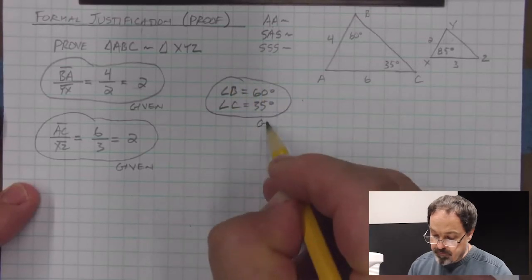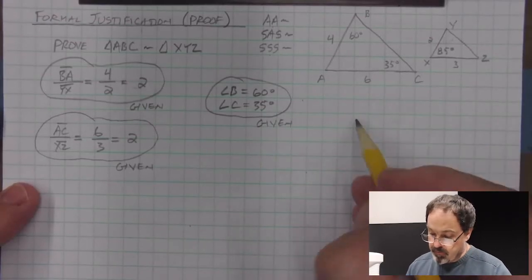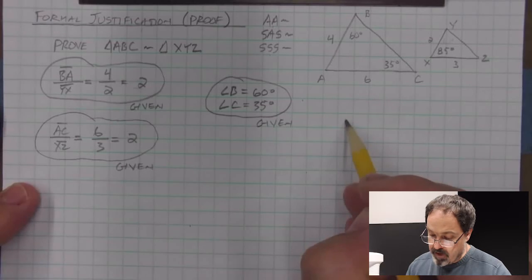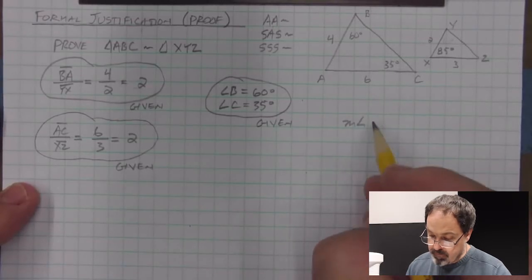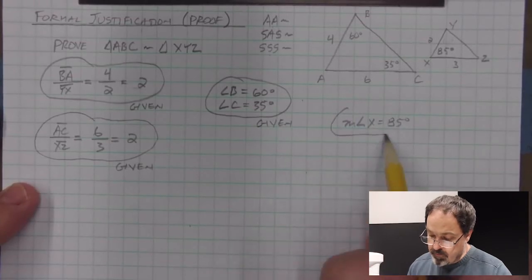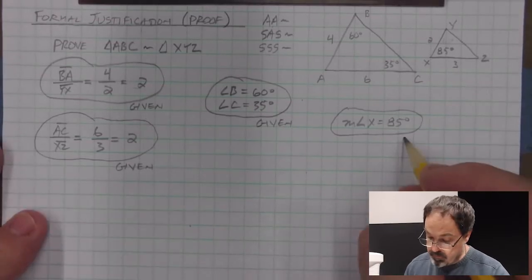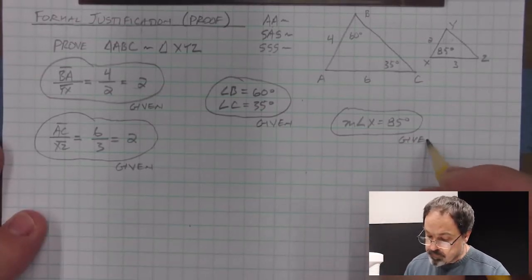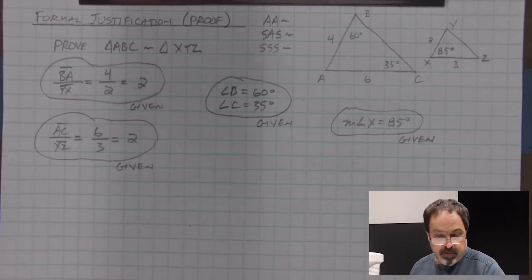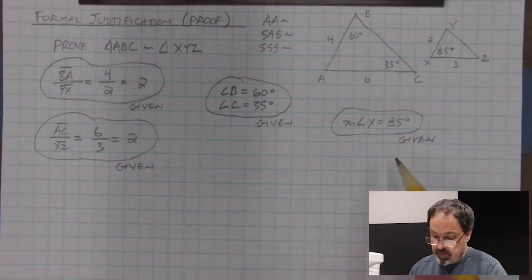That information is given. And I'm going to have a separate fact bubble for the measure of angle X. Because it's in a different triangle, I'm going to separate that similar given information. I don't have anything that's directly given other than what I've already put in the fact bubbles.